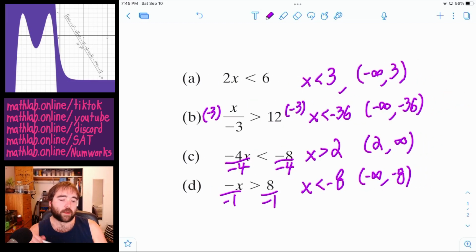So that's the answer. You solve inequalities just like equations. If they were more advanced, you would solve it just like an equation. Just like these, we solve just like an equation.